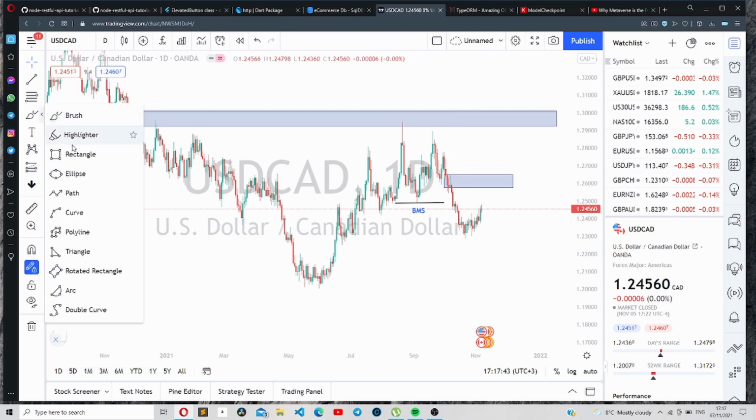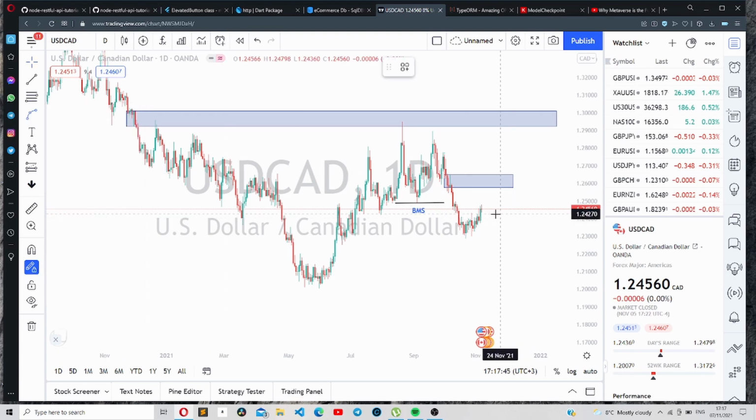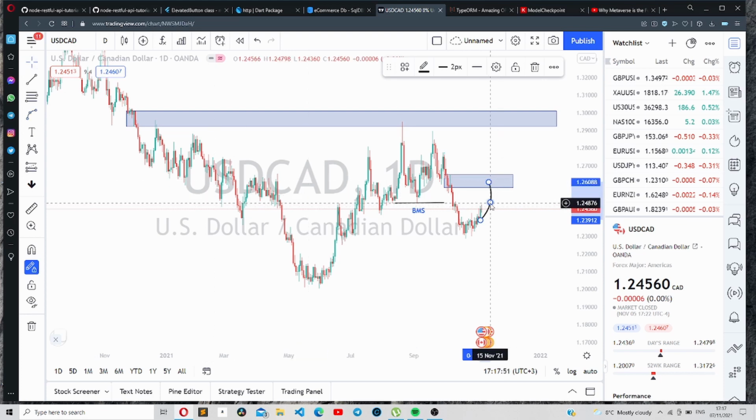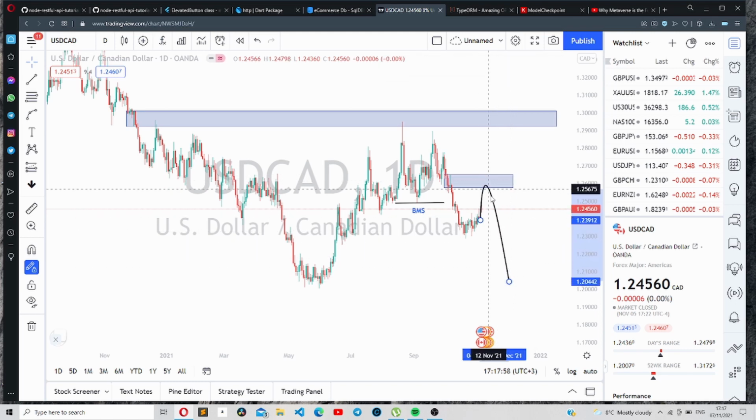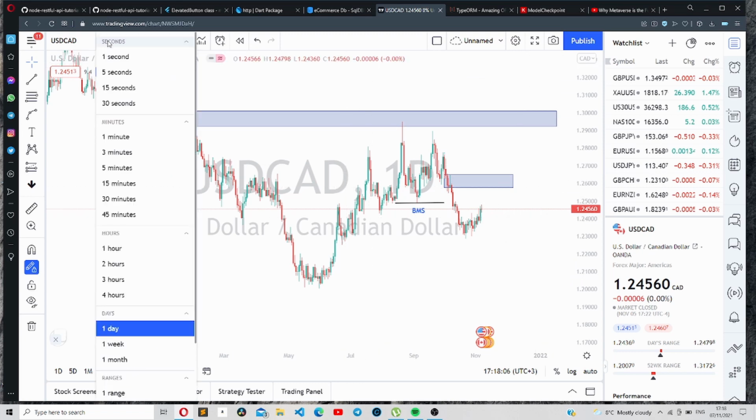We are waiting for price to come back and retest this supply zone at the top, and then we continue to the downside, right? So we do not enter our trades using the daily time frame. We enter using lower time frames, right?